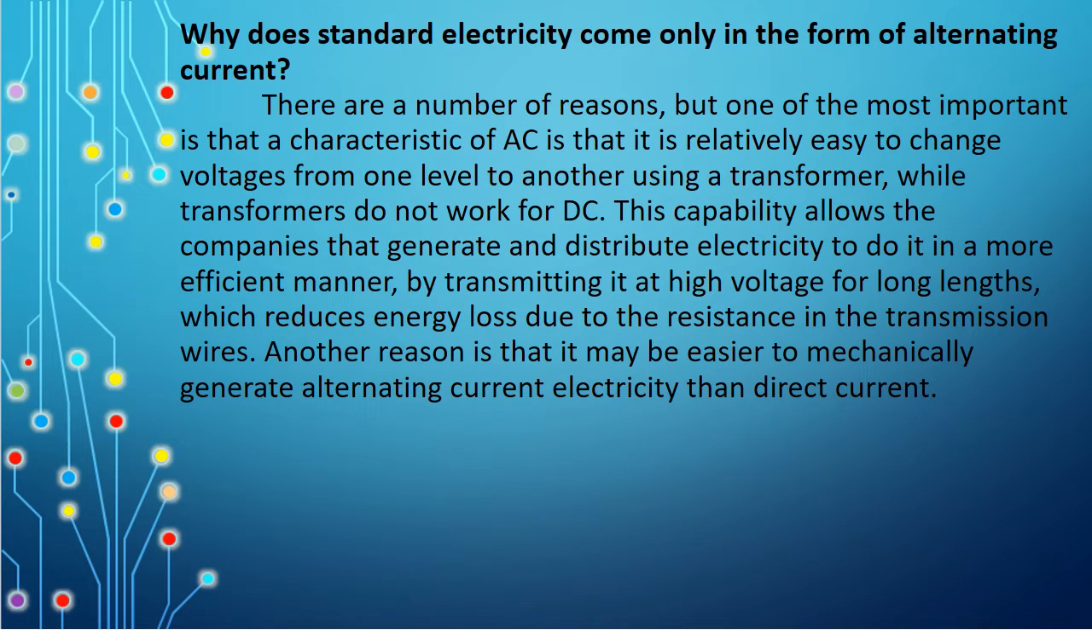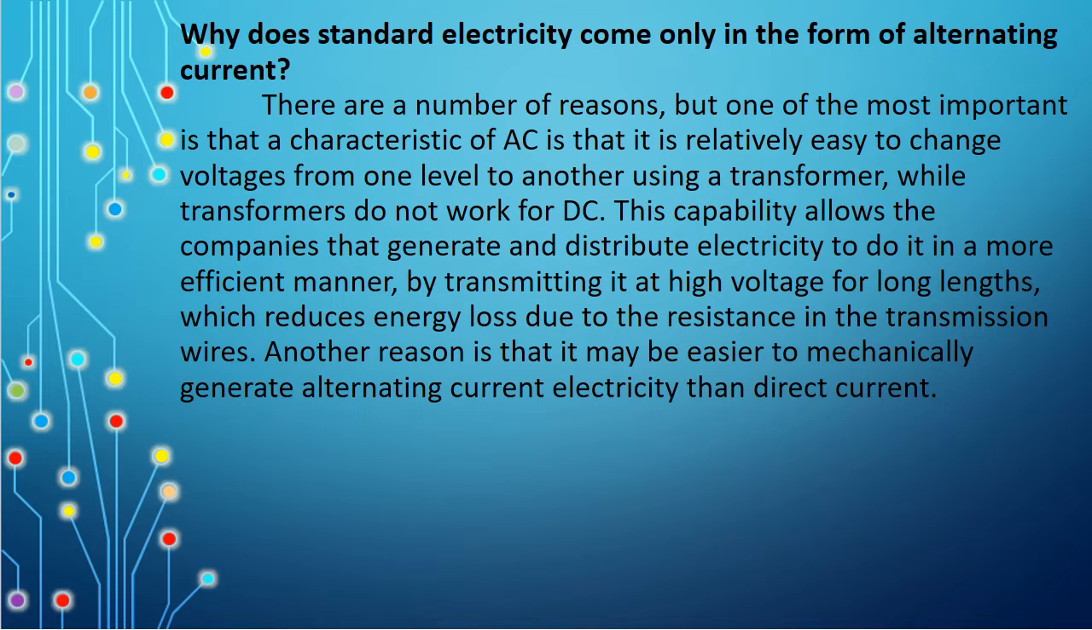Then I have a question. Why does standard electricity come only in the form of alternating current? So this is the answer. There are a number of reasons, but one of the most important is that a characteristic of AC is that it is relatively easy to change voltages from one level to another using a transformer, while transformers do not work for DC. This capability allows the companies that generate and distribute electricity to do it in a more efficient manner.